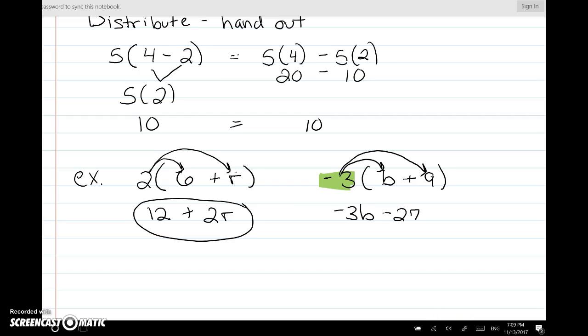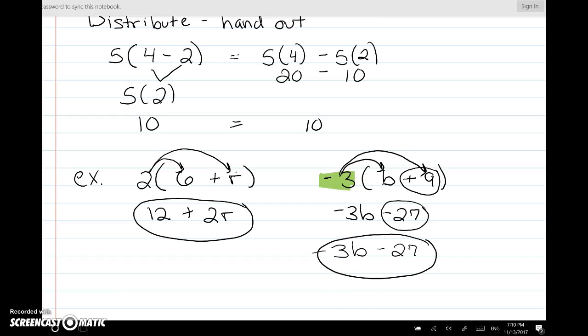So again, remember when we were combining like terms, we said the sign in front belongs to the number behind it. So this is really negative 3 times positive 9, so that becomes negative 27. Here's my negative 27, so my final answer is negative 3b minus 27. Yes, this is important because when we do factoring, probably tomorrow, it's going to make a big deal.